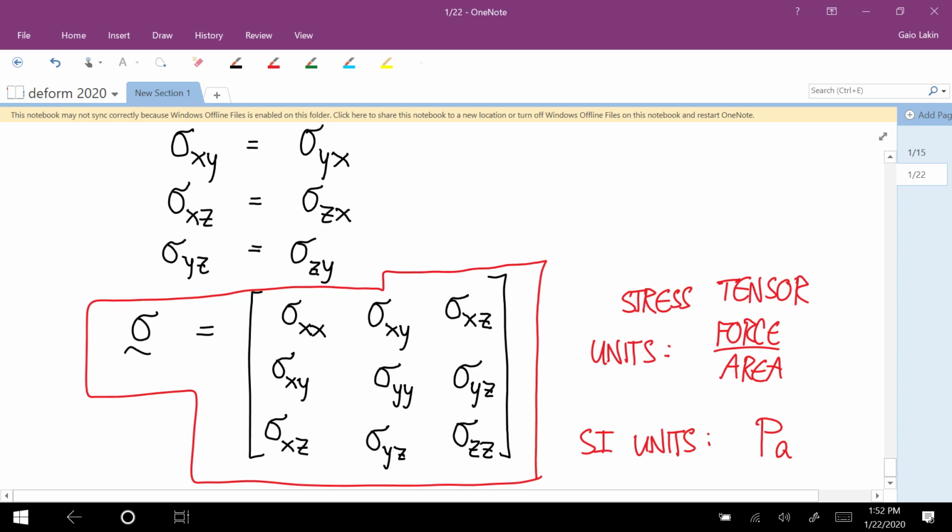Yep, it's a symmetric matrix. And that means that its eigenvalues are real, which is going to be important for us, we'll see. Any other questions? Okay, that's it.